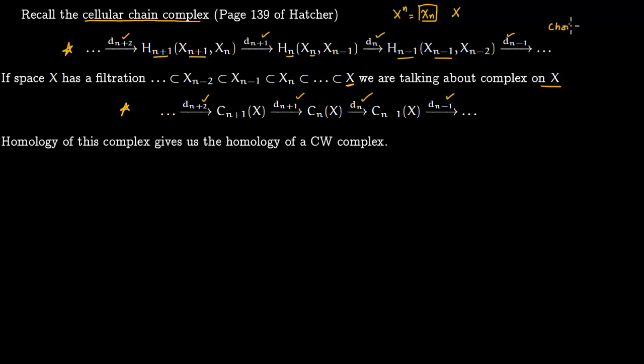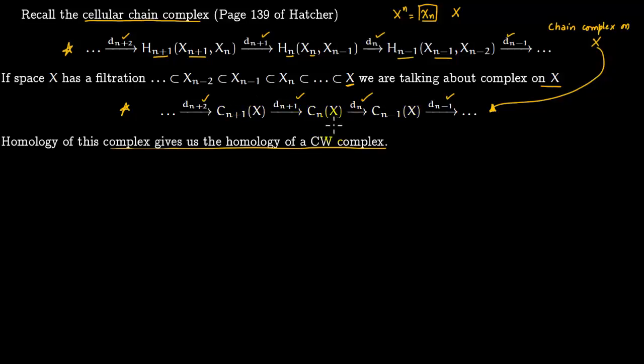So this is a chain complex on our space X, and we are rewriting it like this so that it is clear. Now you take the homology of this chain complex. The homology of this complex gives us the homology of the CW complex. So when computing the homology of a CW complex, we essentially just write a chain complex like this.